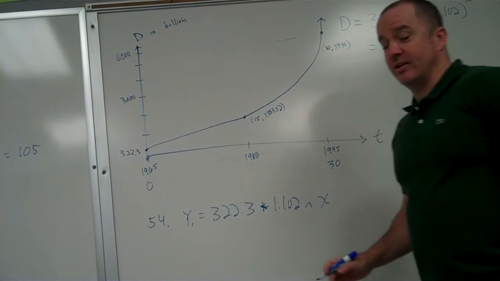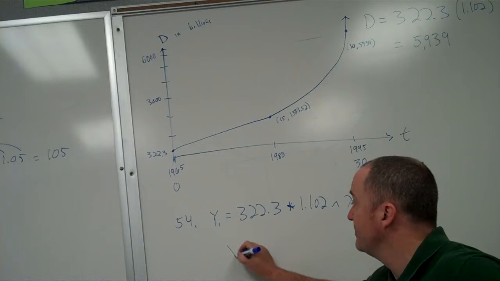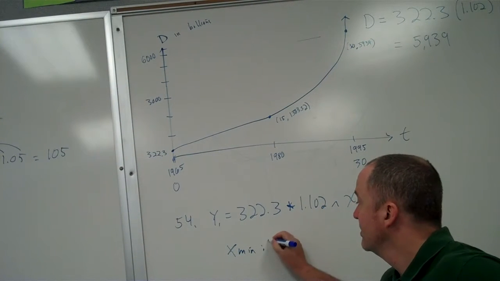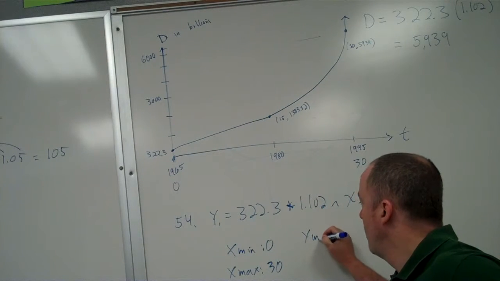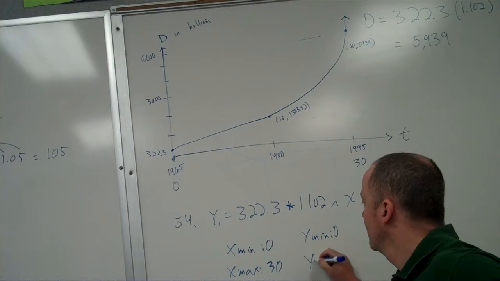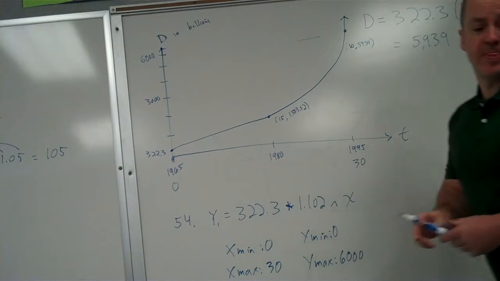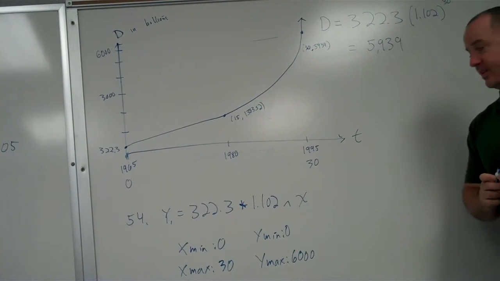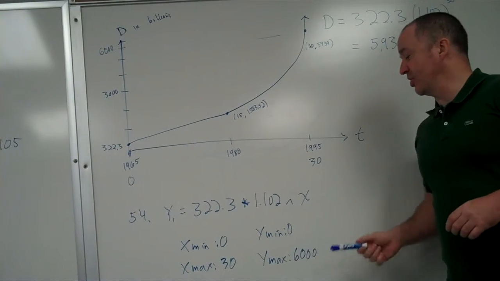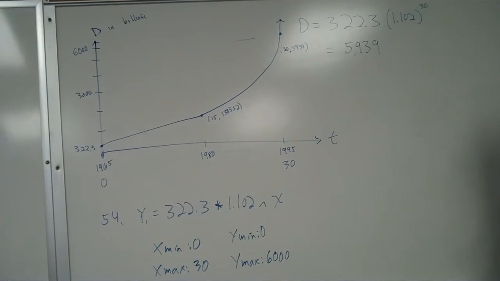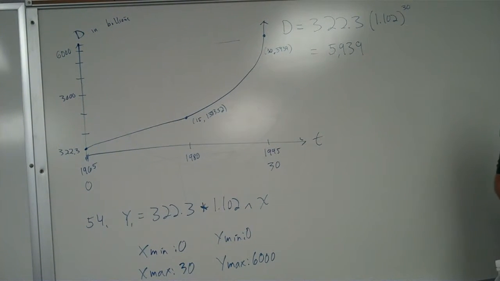I think your window, remember that, don't forget that, is going to have to be x min 0, x max 30, y min 0, y max 6,000. That's under window. Hit the window button. And I would put in 0 to 30 on the x, 0 to 6,000 on the y. And if you put in this correctly, you should get something that looks a little bit like what I have on the board.